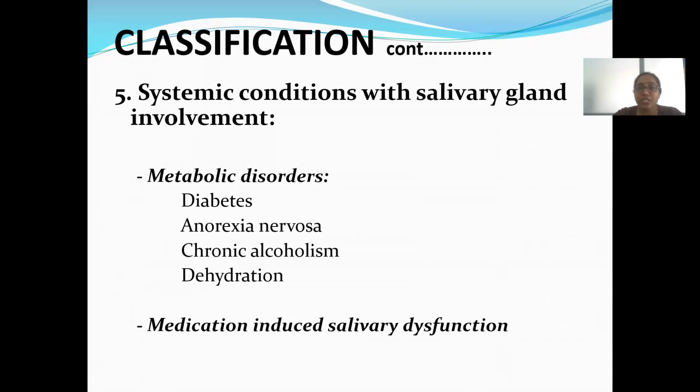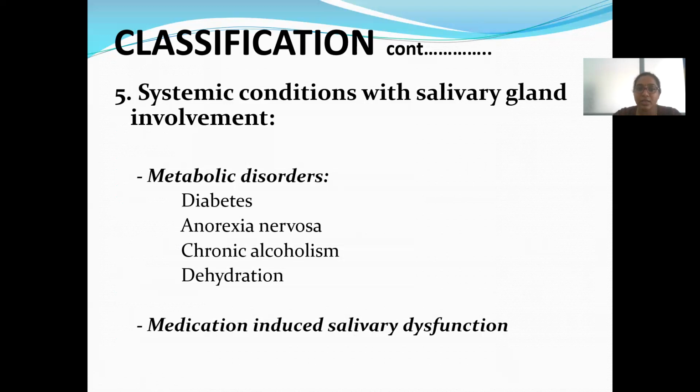There are n number of systemic diseases which can affect the salivary glands. So we have the main category, that is your metabolic disorders. When we take these metabolic disorders, the most common systemic disease which affects most of the Indian population is diabetes. Diabetes itself can cause some effect on the salivary glands, as well as the drugs we take for diabetes.